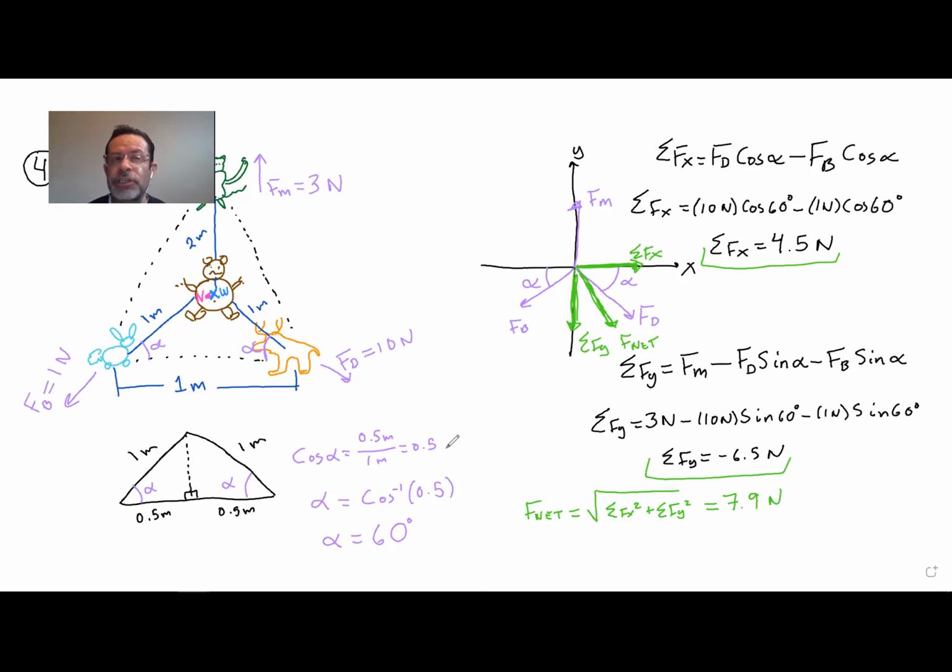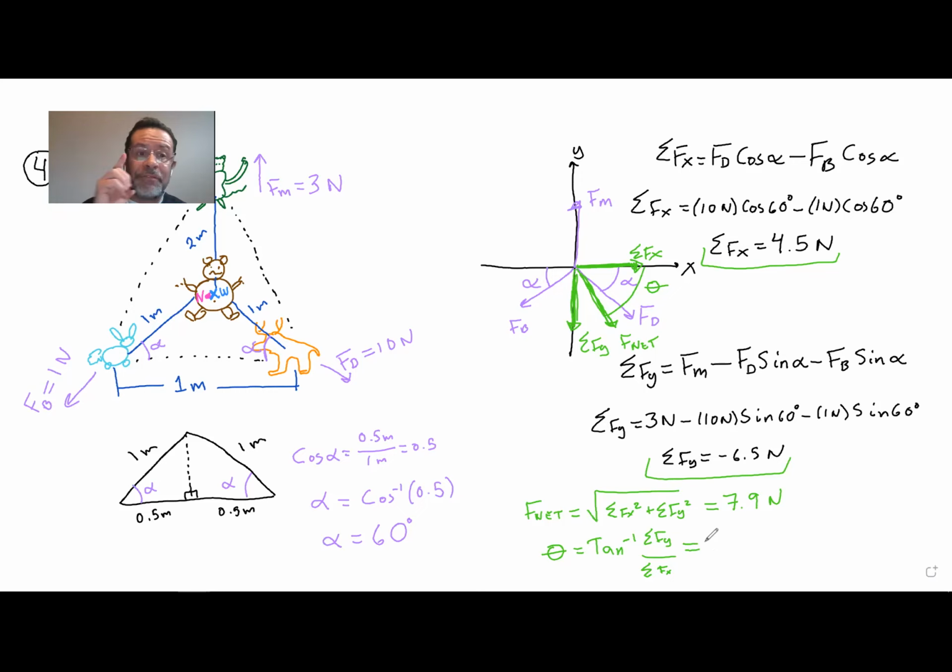Now, in what direction specifically? Well, there's another angle here. There's an angle here that I'm going to call theta. And so theta is going to be equal to the inverse tangent of the sum of forces in Y divided by the sum of forces in X. Please, somebody give me that value.